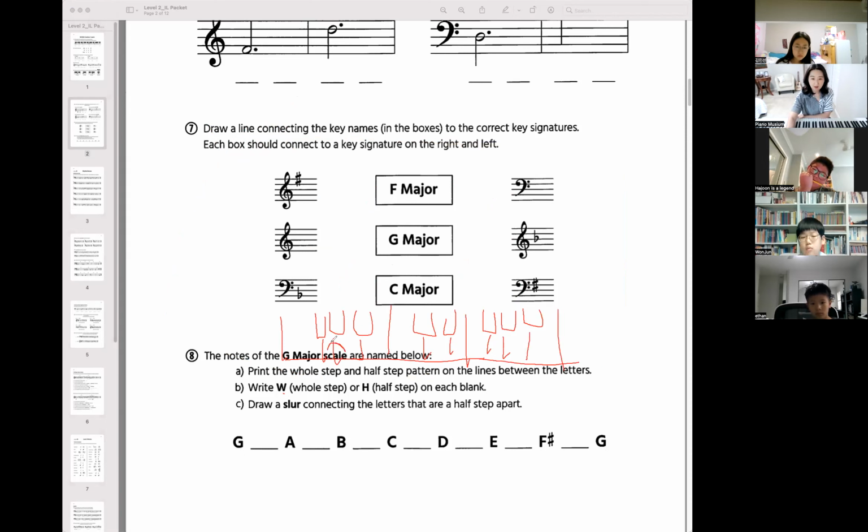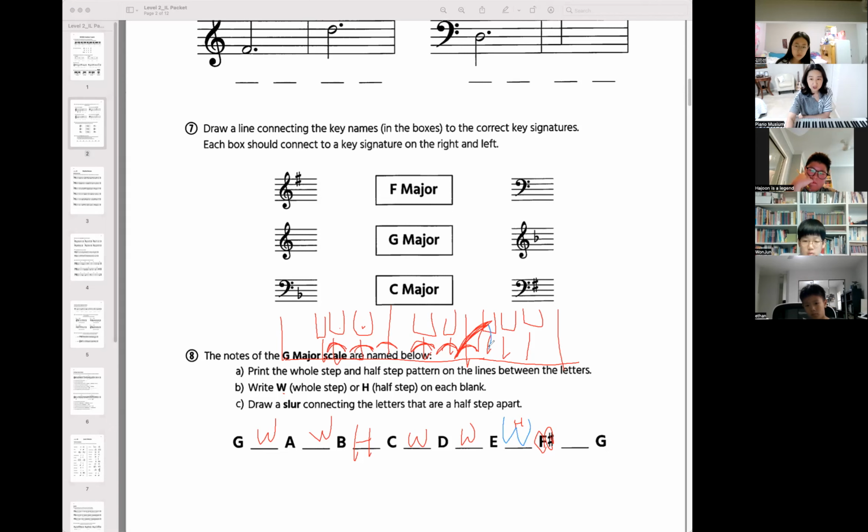From G to A, whole step. A to B, whole step because of this black key. B to C, half step. There is no black key, so half. And then C to D, whole step. D to E, whole step. E to F, if it's F, that is a half step. However, it's F sharp. So whole becomes half. 여기가 whole step이야, 이거는. So it's a whole step, changing to whole step.